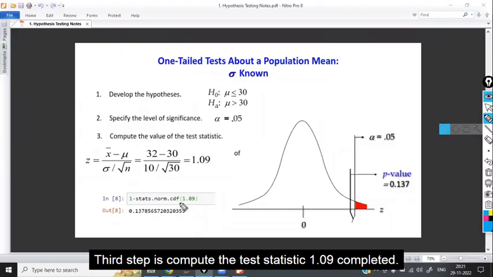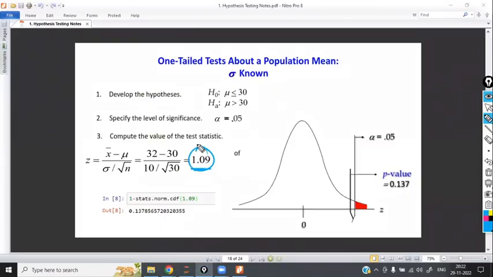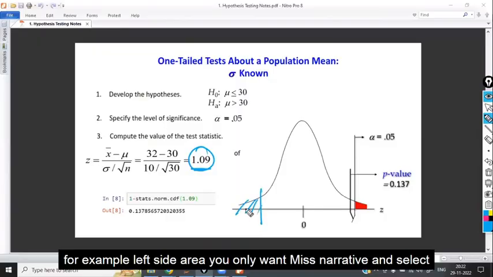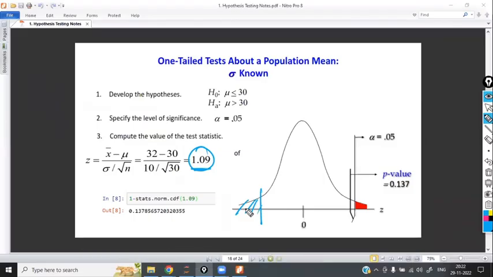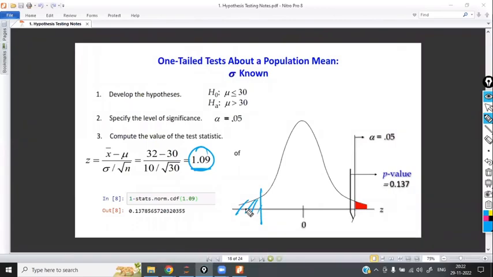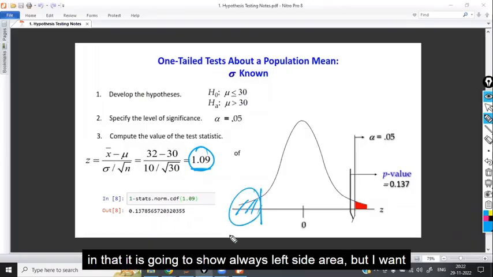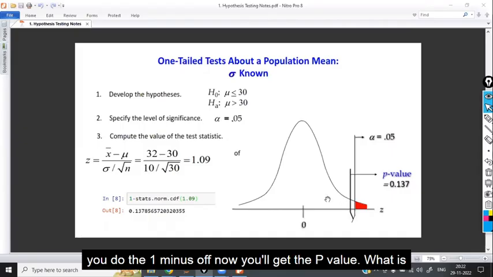Now, whatever p value I have got, what is the next step? The third step is to compute the test statistic. 1.09 is completed. The next step is to compute the p value based on the test statistic. If it is a left tail test, you can directly select that area. Whenever you want the right side area, you have to do 1 minus. Is that clear? I already explained in descriptive statistics how to calculate the right side area. Total area is 1, and the table always shows the left side area, but I want the right side area, so the right side area is 1 minus that. Once you do the 1 minus, you will get the p value.